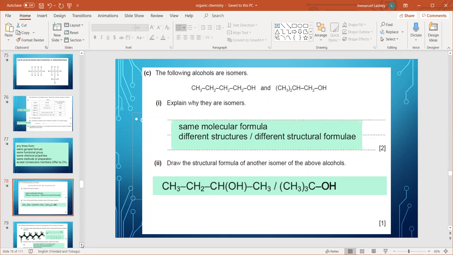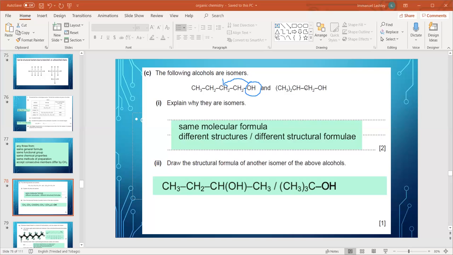So they ask you to draw the structural formula of another isomer of the above alcohol, right? All you have to do, depending on the one that you choose, is just move the OH group from the end to one of the other carbons in the middle, right? You move this OH group from here and put it on one of these carbons in the middle. That would have a different structural arrangement, but the same number of carbons, hydrogens, and oxygens.